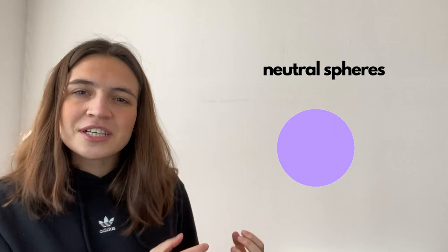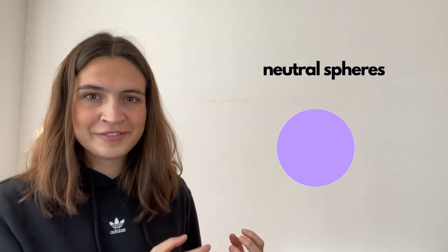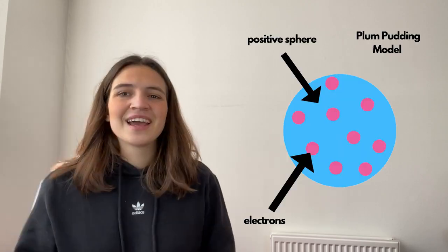The word atom... we believed that atoms were the smallest thing that existed, and they were just these homogeneous neutral spheres. Since then, we've learned that smaller things in the atom also exist, like electrons. So we needed a model that incorporated electrons into our atom.